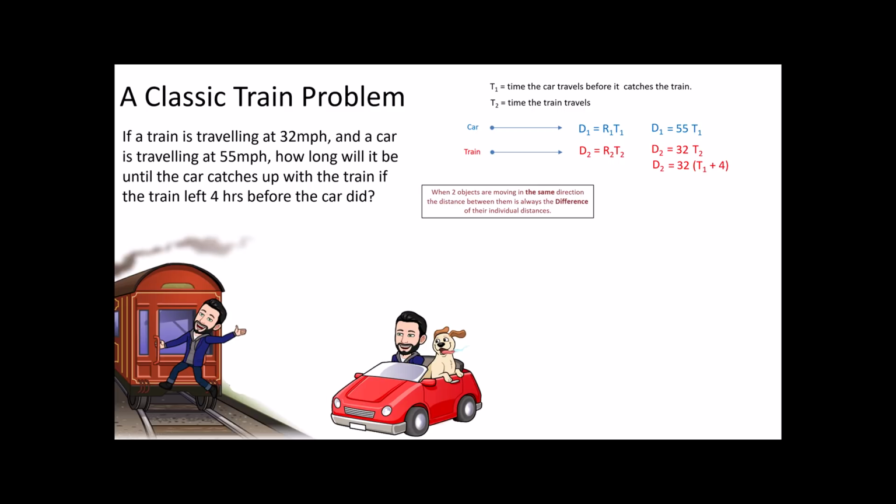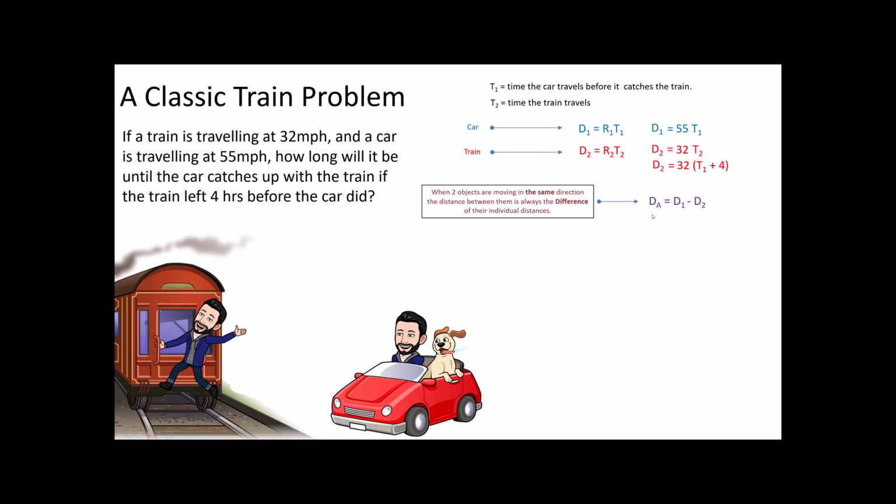We said when two objects are moving the same direction, the distance between them is always the difference between their two individual distances. What that means is that the distance between the car and the train is however far one of them has gone, take away however far the other one has gone. If the car has gone 10 miles and the train has gone 15 miles, then because they're going the same way, there would be 15 minus 10 miles between them, or 5 miles between them. We talked about this quite a bit in the last video. If that's uncomfortable for you, you may want to go back and watch that.